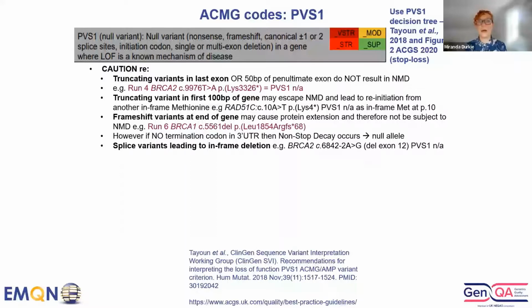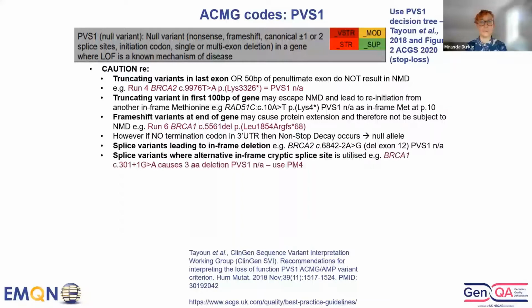So don't just apply PVS1 if you see a plus or minus 1 or 2. Then there are also splice variants where you can get an alternative in-frame cryptic splice site. A good example is the BRCA1 c.301+1G>A, and this has been shown by RNA studies to cause a 3 amino acid deletion. So again, PVS1 really isn't the appropriate code to use here, and you'd be more wanting to use PM4, which is for in-frame insertions and deletions.